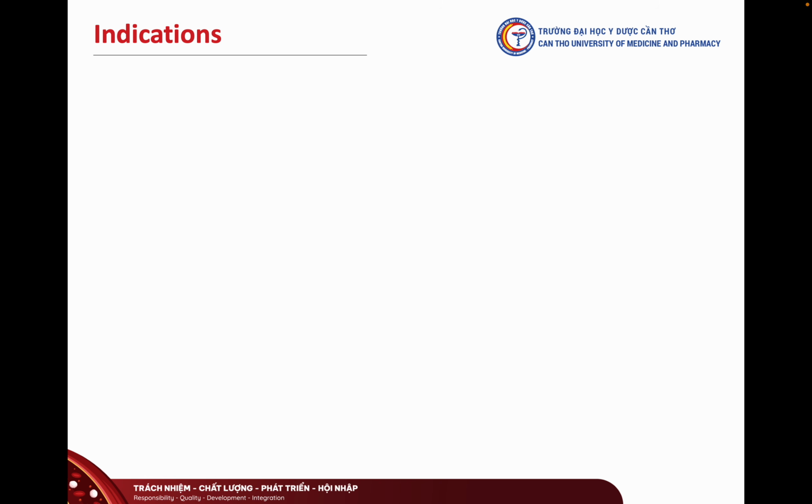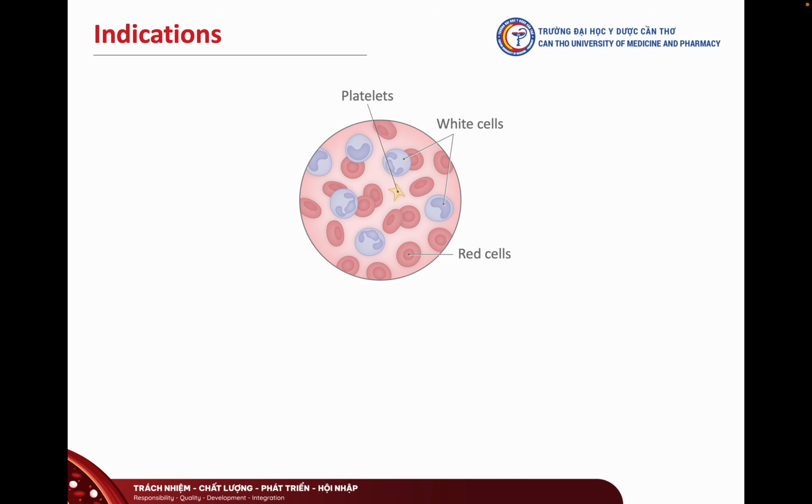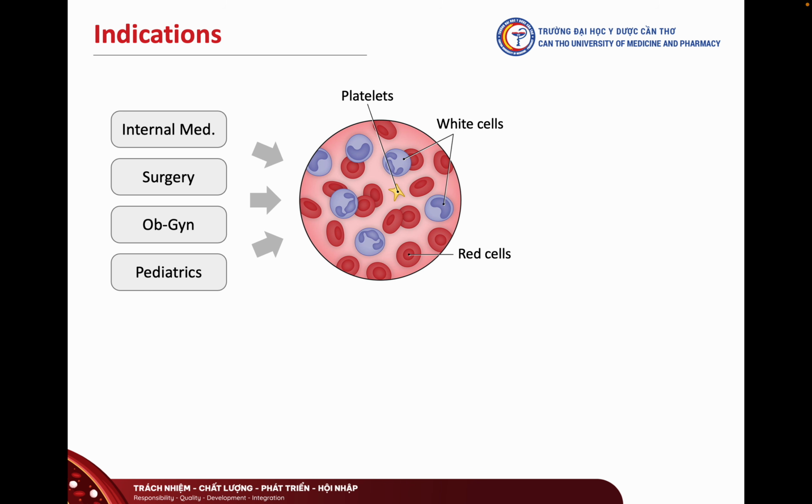How about the indications for the complete blood count? The CBC test is used across nearly every specialty, not just in hematology. For example, in internal medicine, it helps us to detect infection and assess complications like anemia in patients with chronic kidney disease. In surgery, it's part of the pre-operative workup, screening for anemia or bleeding risk due to thrombocytopenia before going to the operating room.